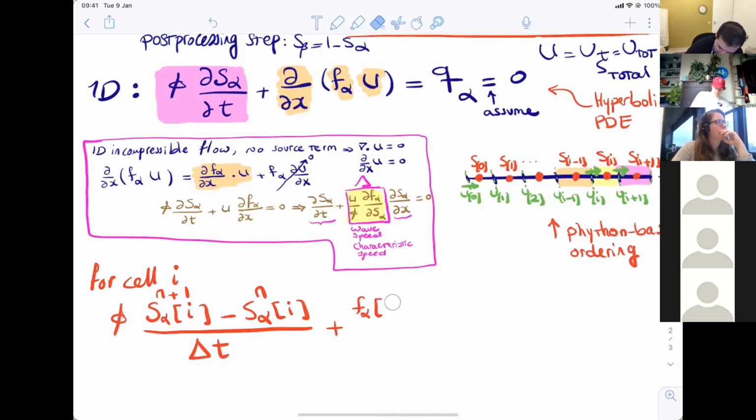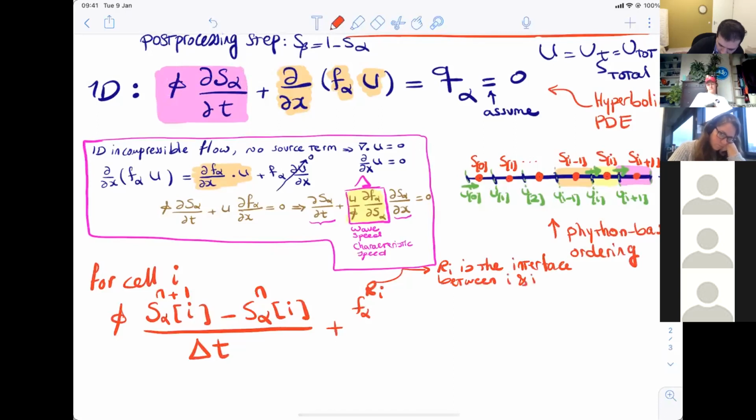So how would I write it best? I would write it F alpha at right interface between I and I plus 1. This is an interface between I and I plus 1. I can write it as the right interface of cell I as well, but I'm sure you know what I mean here. So this is the right neighbor of cell I. Right neighbor, the interface between I and I plus 1.